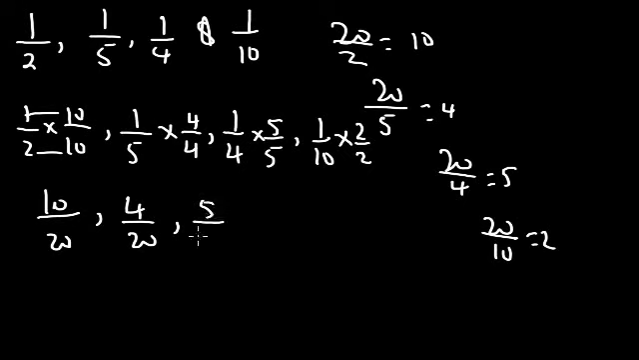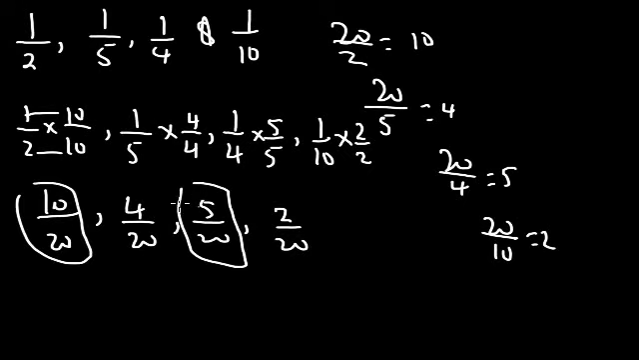This will be 5 over 20, and this will be 2 over 20. Now at this point, you have the denominators to be similar. Now, just like I said earlier, consider the bigger fraction as the fraction with the bigger numerator. So which implies that 10 over 20 is the highest here. Then the next highest fraction is 5 over 20. And the next one is 4 over 20.